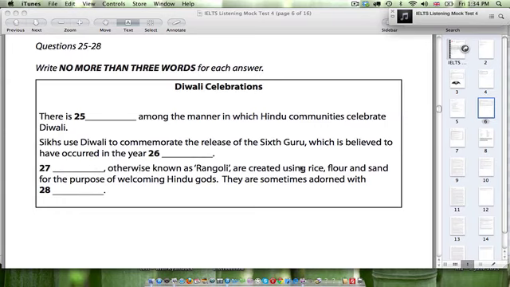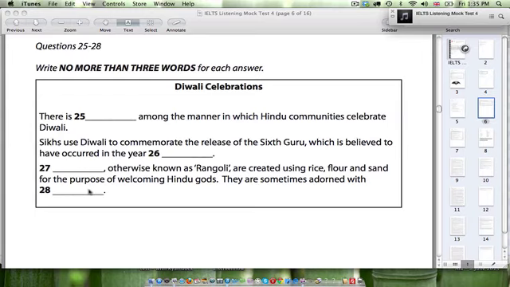Otherwise known as rangoli, are created. So it's going to be a noun, created using rice, flour, and sand. Purpose of welcoming Hindu gods. This will likely appear in the listing too. They are sometimes adorned with, which means to be decorated with something. So listen for that. Now listen and answer questions 25 to 28.